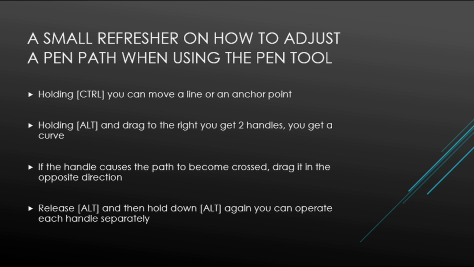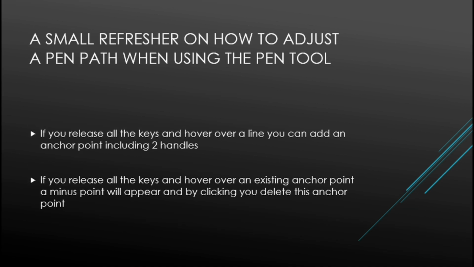And if you release Alt and then hold down Alt again, you can operate each handle separately. If you release all the keys and hover over a line, you can add an anchor point, including 2 handles. If you release all the keys and hover over an existing anchor point, a minus point will appear, and by clicking, you delete this anchor point.